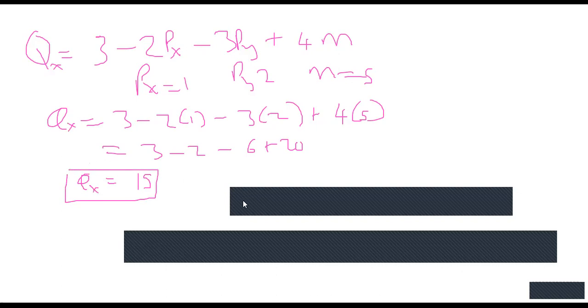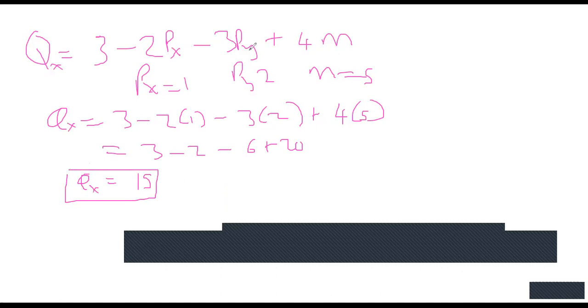Just substituting. Now look at these two goods. There's good X and good Y. If the signs are the same, they are complementing each other. If the signs are different, if here there's a plus, they're opposing or competing. This will be a substitute good.